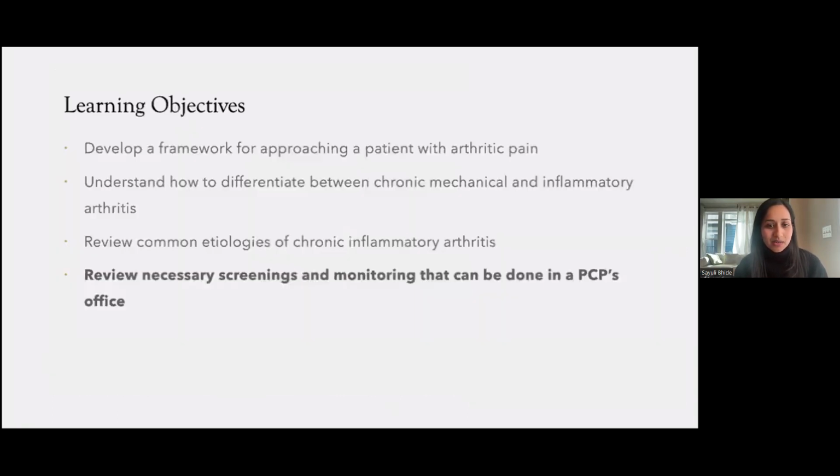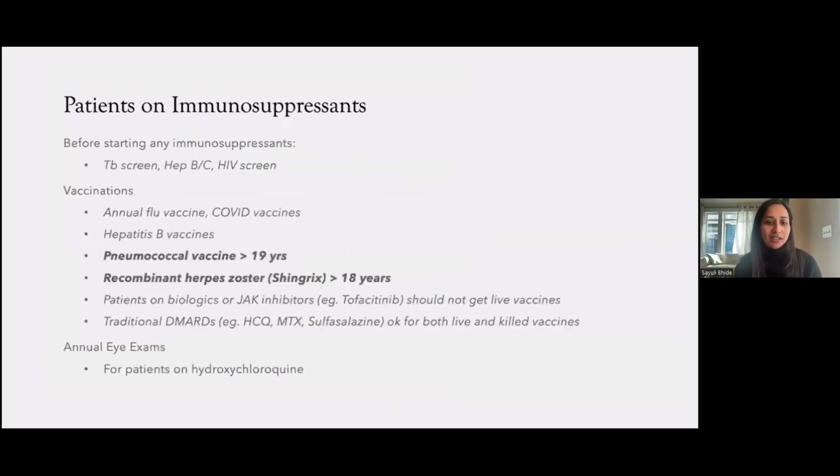All right, so for the last few minutes, I just want to review what you can do in a primary care doctor's office for patients who are immunosuppressed and have autoimmune disease. For patients on immunosuppressants, before you start them on immunosuppressants, before you refer them to rheumatology, at that first appointment, get a TB screen, a Hep B and C screen, and make sure you get it with Hep B core antibodies, and then an HIV screen.